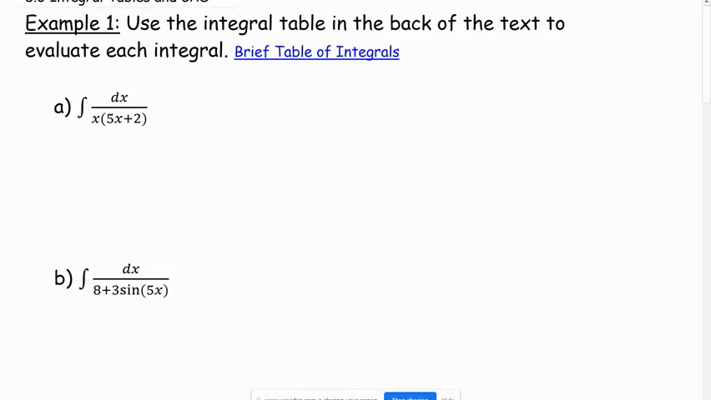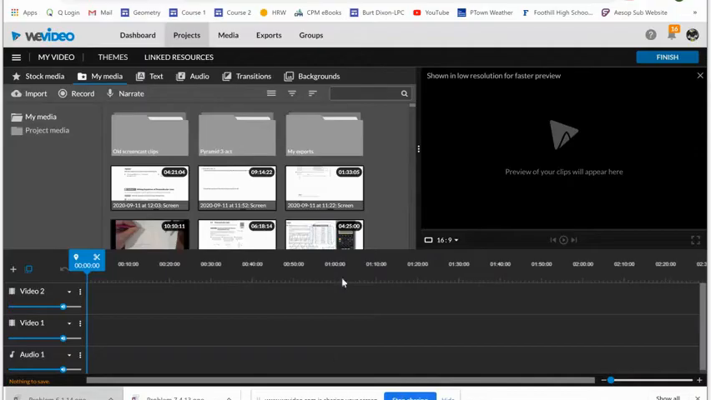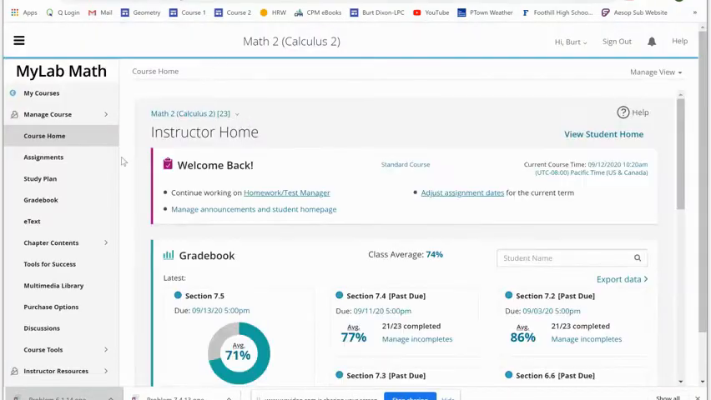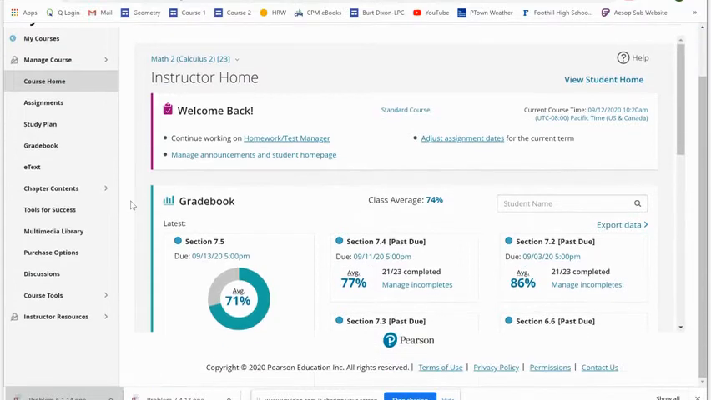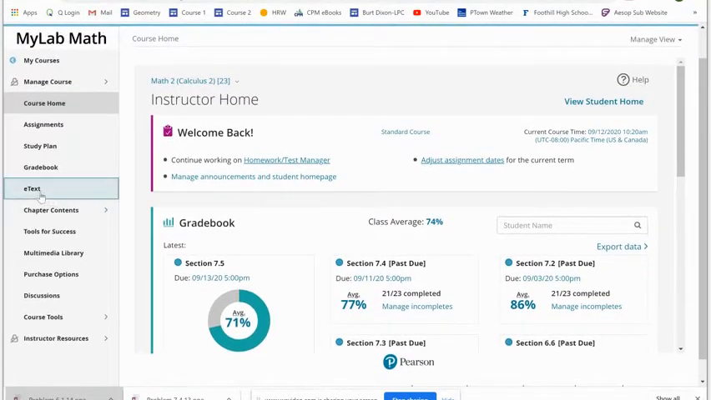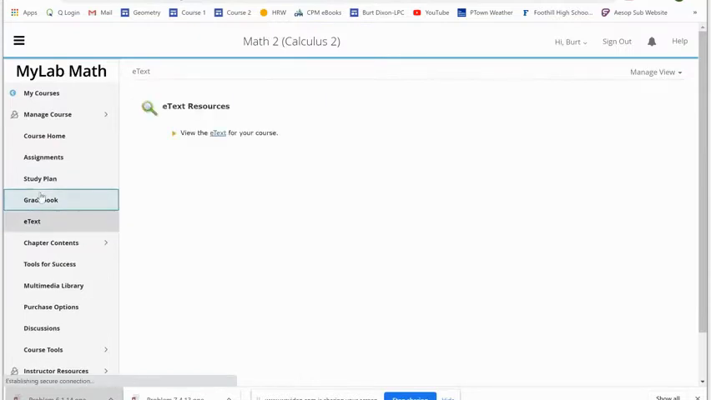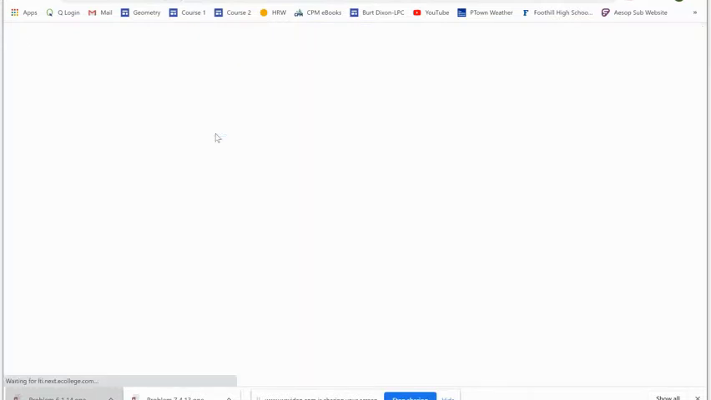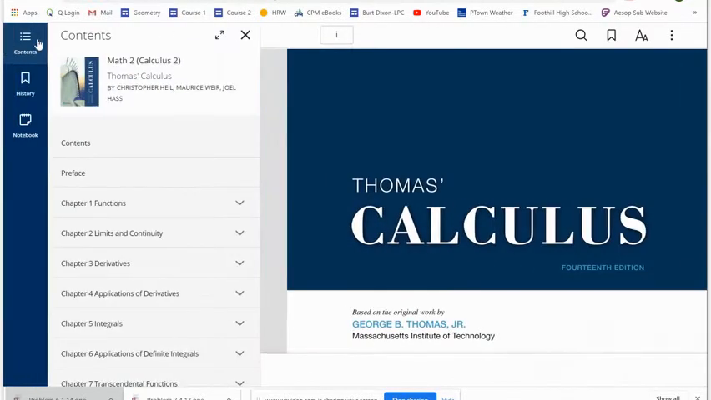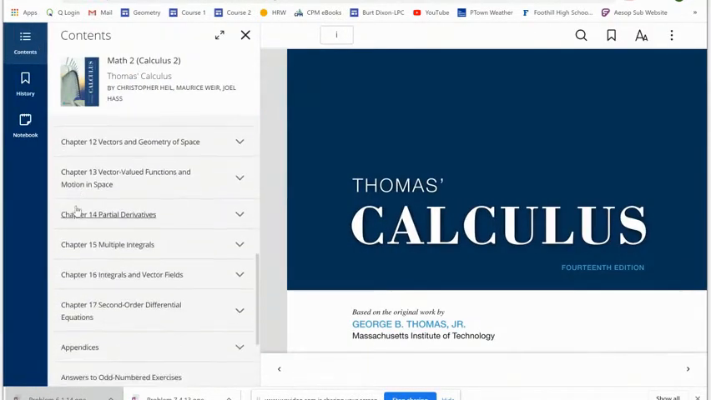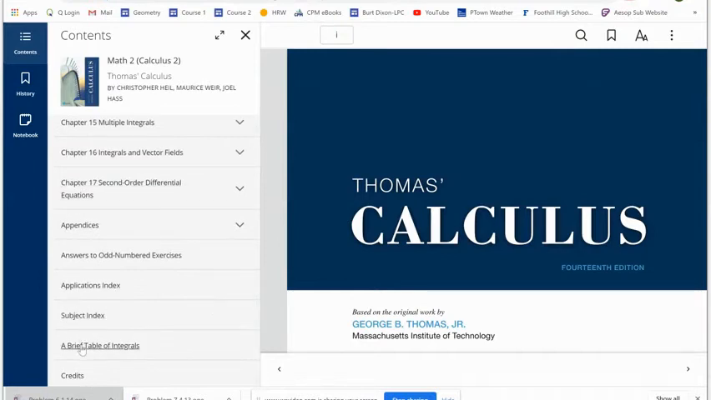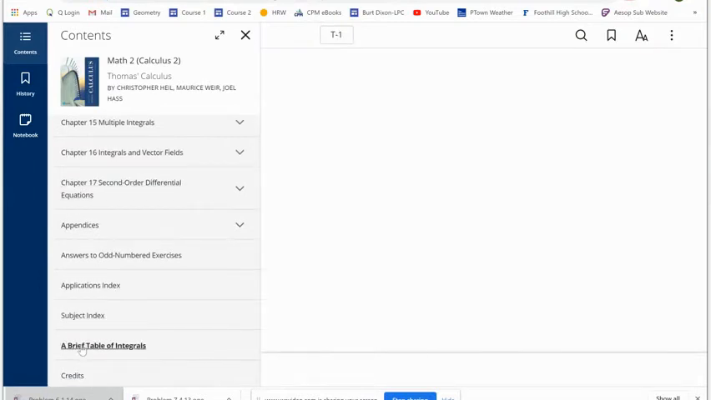There's actually a table of integrals in your book called the brief table of integrals, and I'll show you how to get there if you're using the Pearson online textbook. You can click on e-text, and there is a table of integrals on the menu. At the very end, we have a brief table of integrals. So that's provided in your textbook.